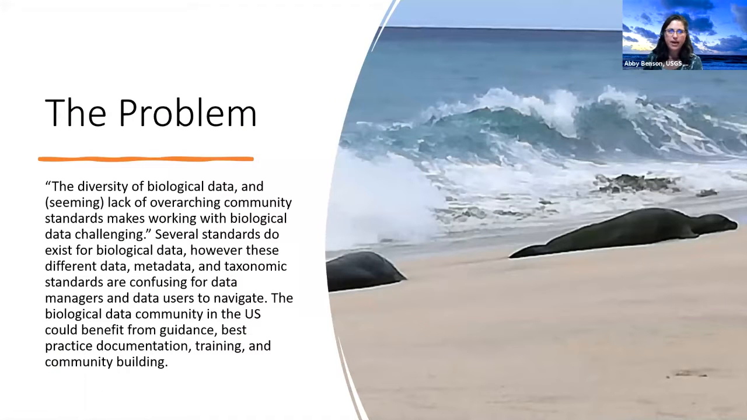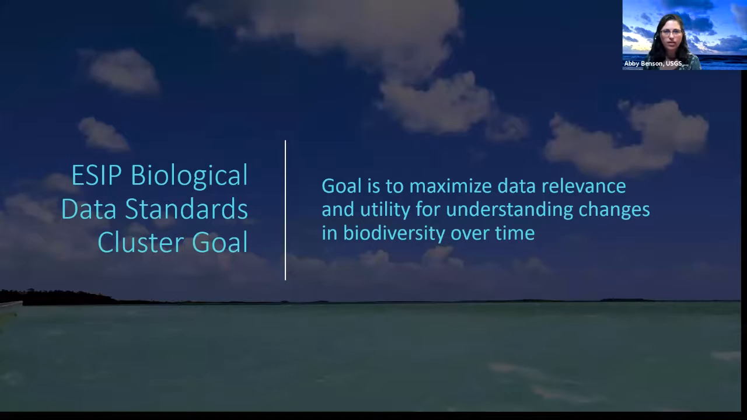So the problem, as identified by one of the workshop attendees, is that the diversity of biological data and seeming lack of overarching community standards makes working with biological data challenging. So there are several standards out there for biological data, but not everyone knows about them, or maybe it's sometimes difficult to apply them. And so the biological data community in the US could benefit from guidance, best practice documentation, training, and community building.